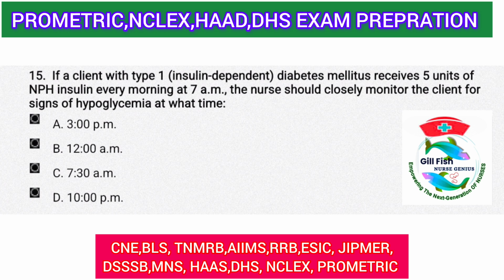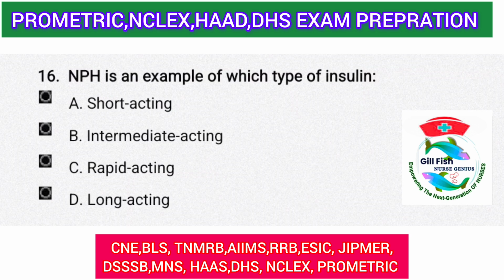I think this is all the questions related to insulin only. Okay, next, move on to the 16th question. NPH is an example of which type of insulin? Option A, short acting. Option B, intermediate acting. Option C, rapid acting. Option D, long acting. NPH insulin is always intermediate acting. So option B will be the correct answer.